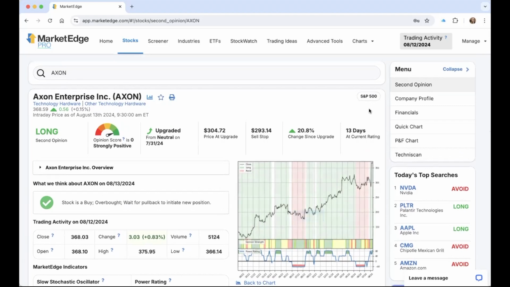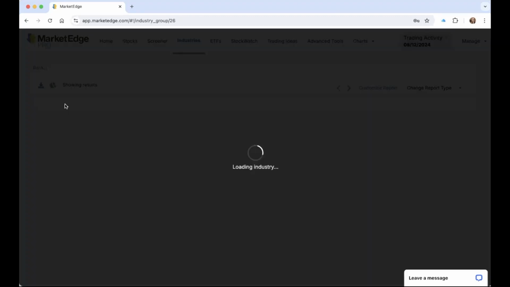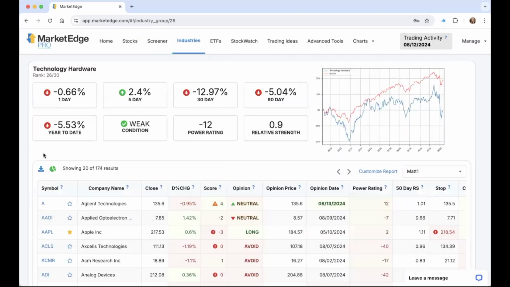Under the company name, Axon Enterprise Inc., you'll see another new thing: the industry, which is technology hardware, and then the segment, which for this particular stock is other technology hardware. So click on technology hardware. That's going to bring you to the industry and show you that industry's rank. Technology hardware, out of our 30 industries, is ranked 26 right now.